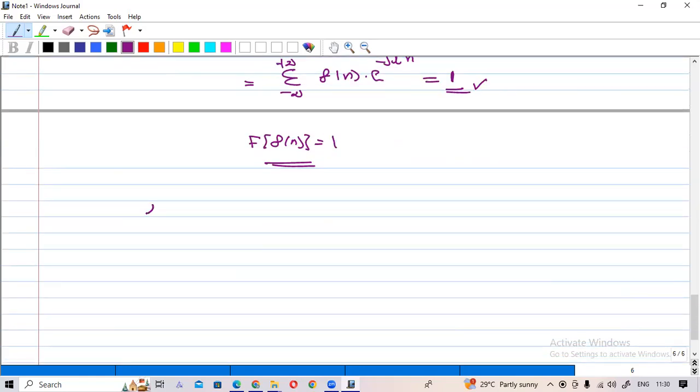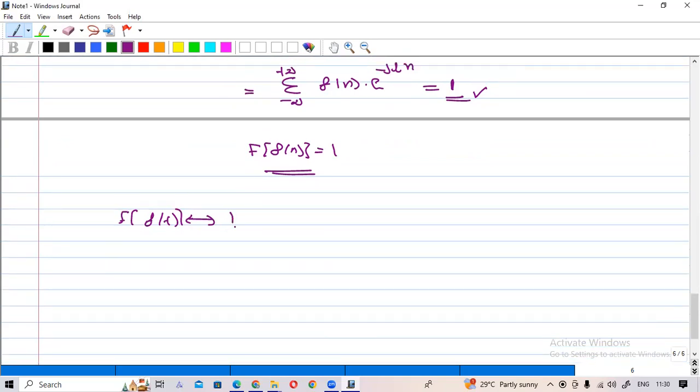What is the Fourier transform of delta(t)? Can anyone remember? Yes, that is also 1. How does it happen?